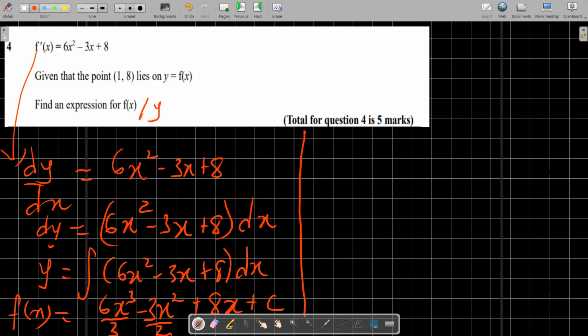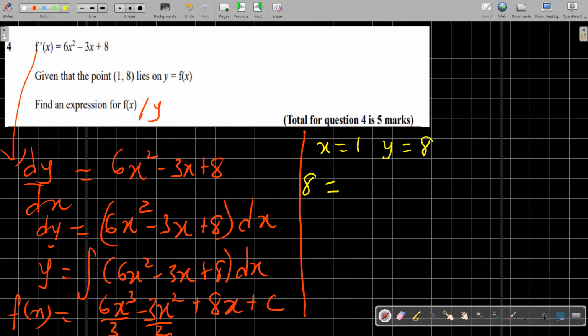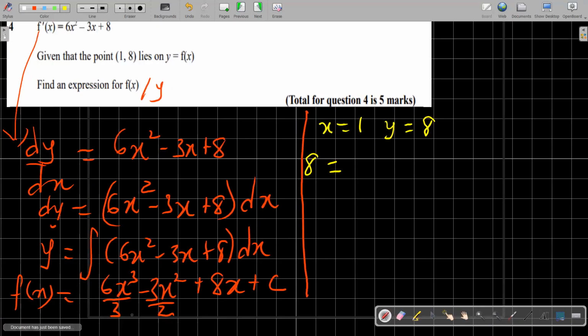That is 1,8 lie on the line. This is simply telling us that when x is equal to 1, your y is equal to 8, or you can say the f of x. So you need to go evaluate the value of c. And how do you do that? First, since y is equal to 8, this is equal to, now, this integral value simplified to be, I'm going to simplify this value. This is equal to 2x cubed minus 3 over 2x squared plus 8x, then plus a constant c.